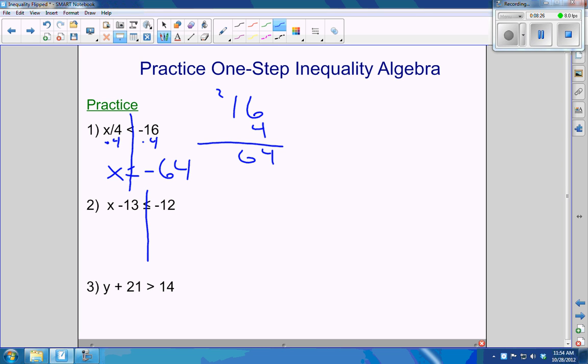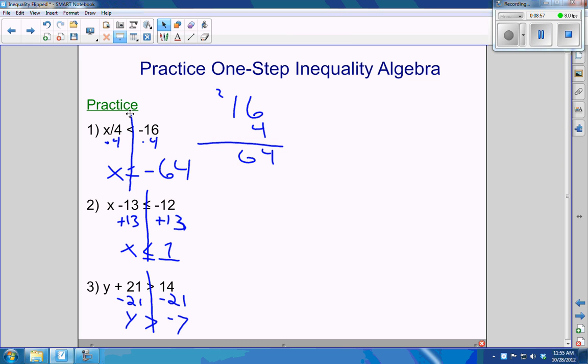Draw my line. The opposite of minus 13 is plus 13. Plus 13. X is less than or equal to 1. You write that more legibly. And then finally, the opposite of plus 21 is minus 21. Minus 21. Y is greater than negative 7. If you didn't get those right, and if you're still struggling, come see me or watch the chapter 2 flipped on how to do one-step algebra.